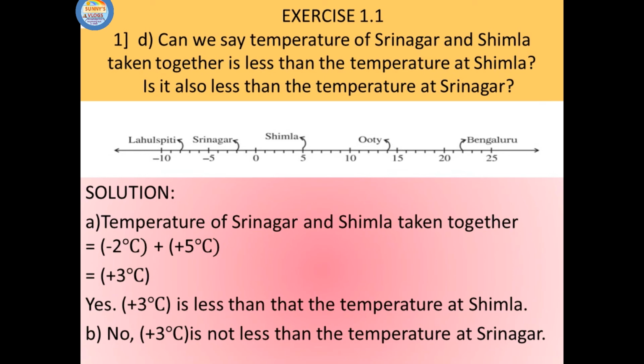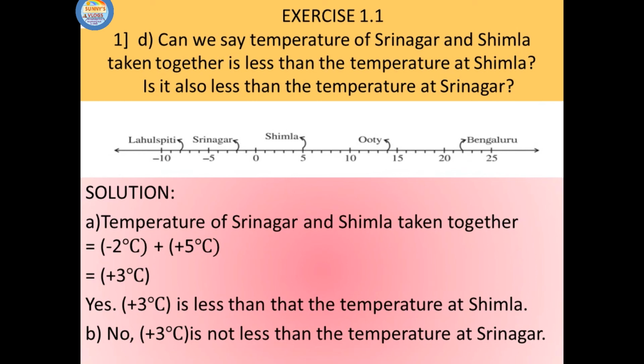Can we say temperature of Srinagar and Shimla taken together is less than the temperature at Shimla? Here they have asked temperature of Srinagar and Shimla taken together. Taken together means we should add. So the temperature of Srinagar is minus 2 degrees Celsius and temperature of Shimla is plus 5 degrees Celsius. We should add that, minus 2 degrees Celsius plus 5 degrees Celsius.